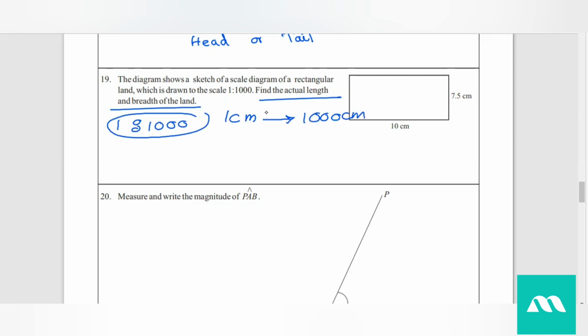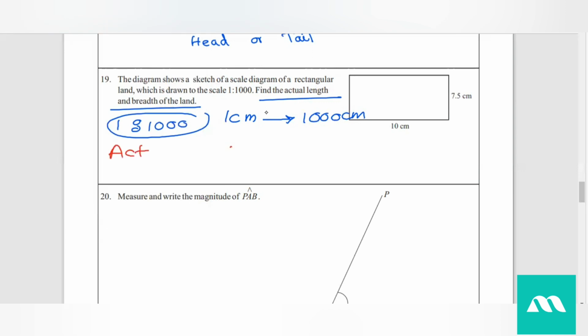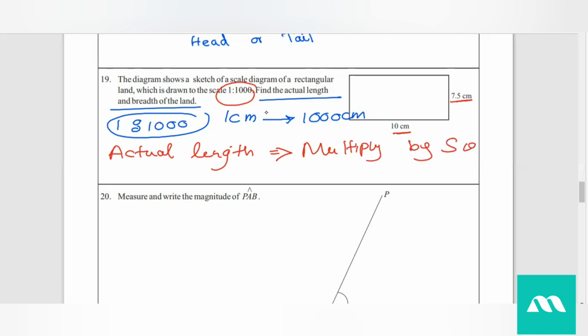Then in such cases, if you are asked to find the actual length after being given the scale length and the scale, what you have to do is multiply by the scale. හරිද? If you are asked the scale length by giving the actual length, that means you have to divide by the scale. Now you have to find the actual length.